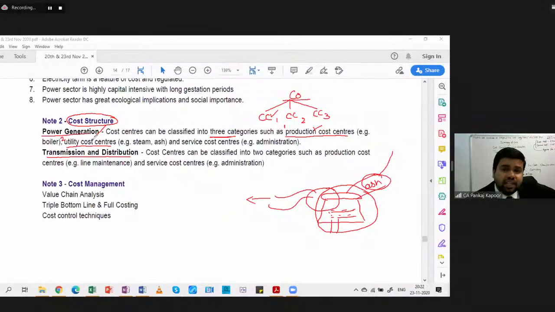Utility center is nothing but the support center. It is a support to the major production. Okay, agreed? I believe it is clear to you.